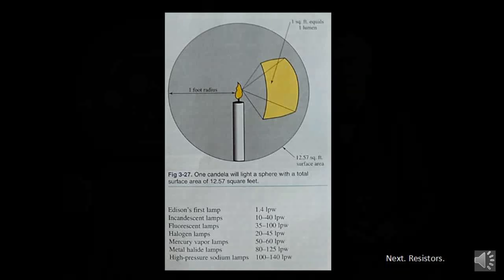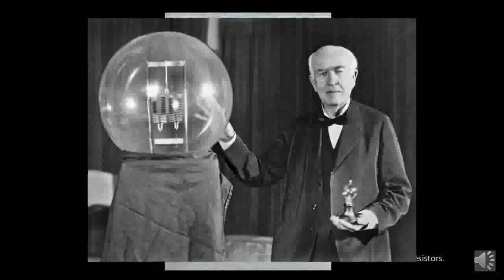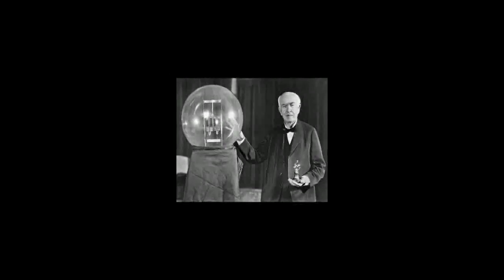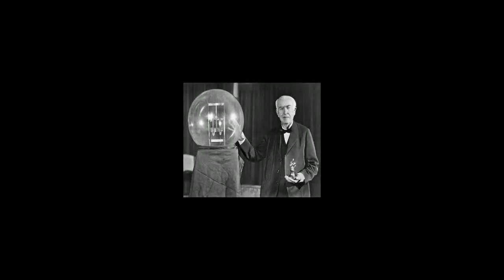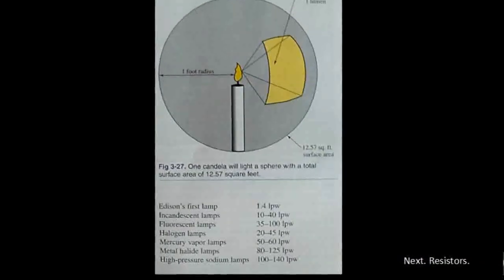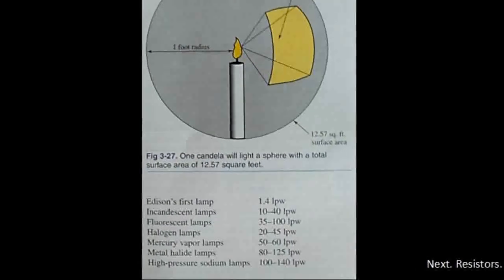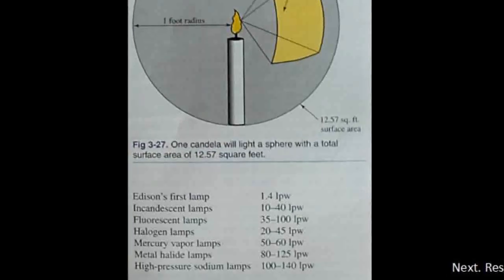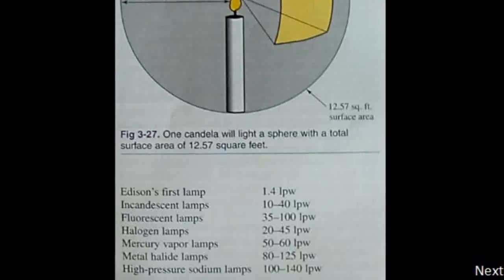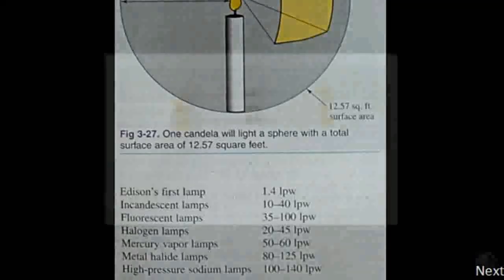Edison's lamp. Edison's first lamp produced 1.4 lumens per watt. Incandescent lamps produce 10 to 40 lumens per watt. Fluorescent lamps produce from 35 to 100 lumens per watt. Halogen lamps produce 20 to 45 lumens per watt. Mercury vapor lamps produce 50 to 60 lumens per watt. Metal halide lamps produce 80 to 125 lumens per watt. And high pressure sodium lamps produce 100 to 140 lumens per watt.